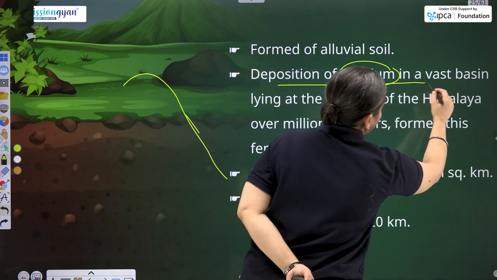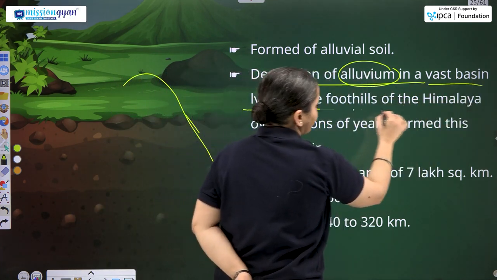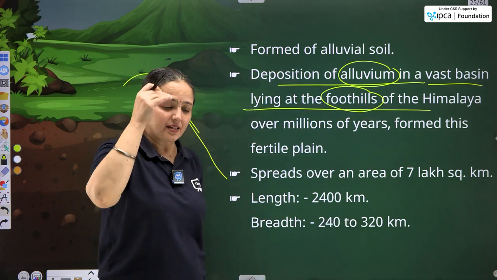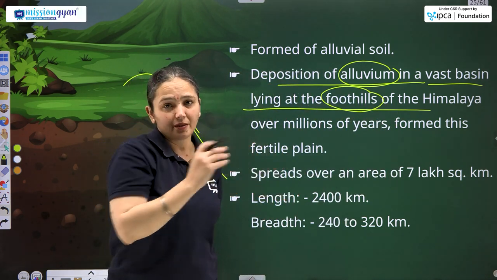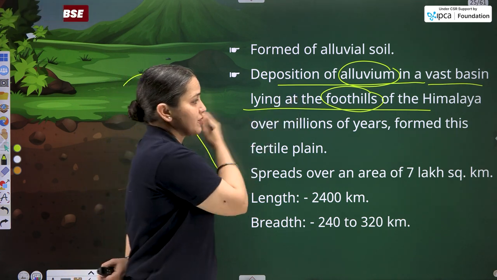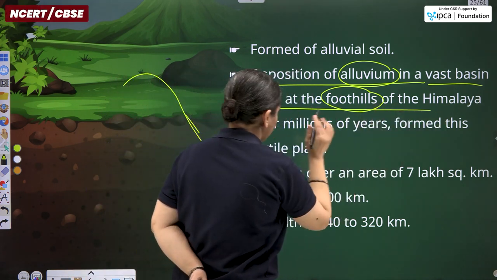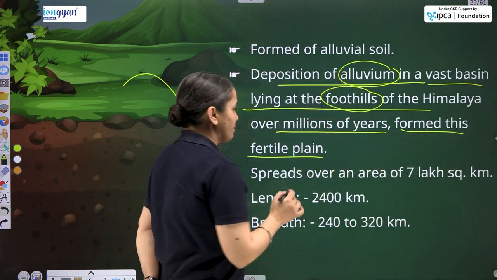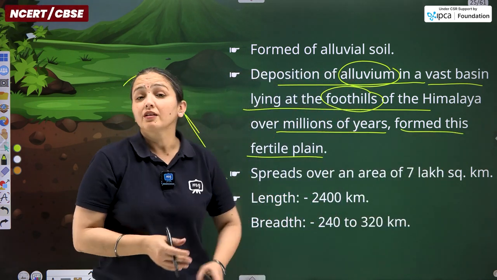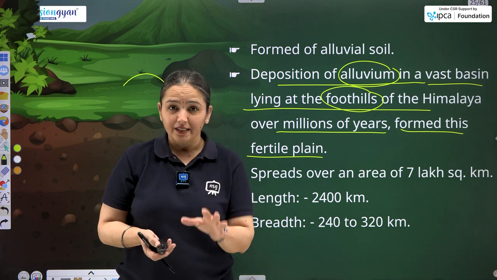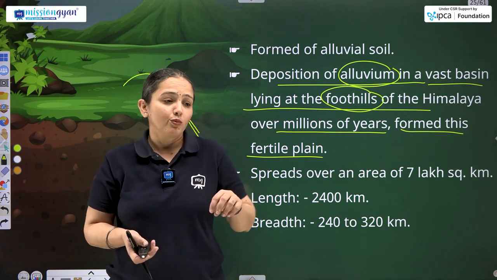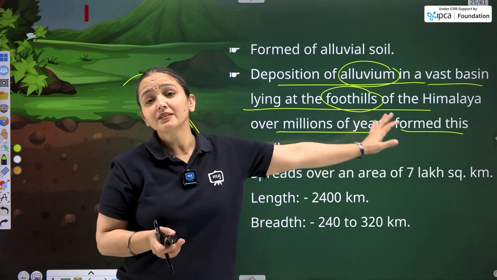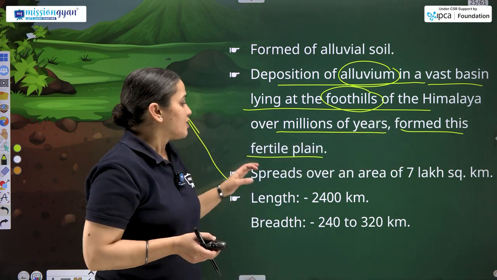Deposition of alluvium in a vast basin lying at the foothills. As I told you, when the rivers come down and try to enter the plains, just before that the area is known as the foothills of the Himalayas. Over millions of years this fertile plain was formed. These fertile plains we are talking about, the northern plains, were not formed within a few years. The process is completely millions of years long.